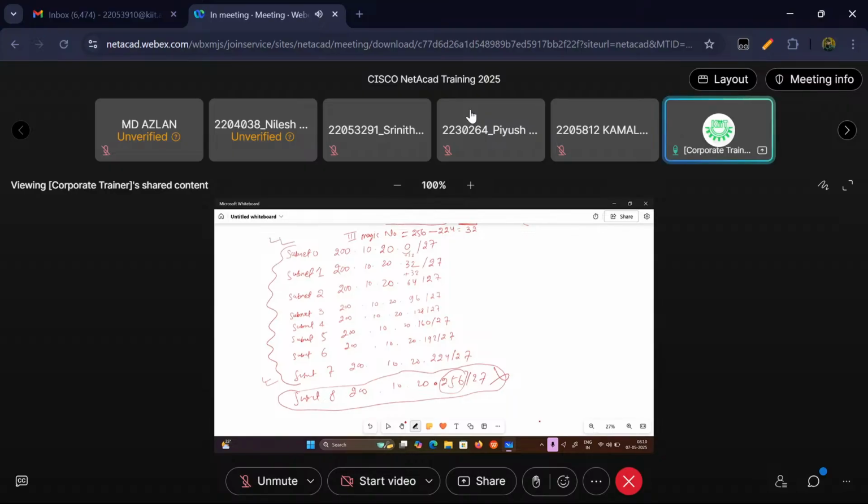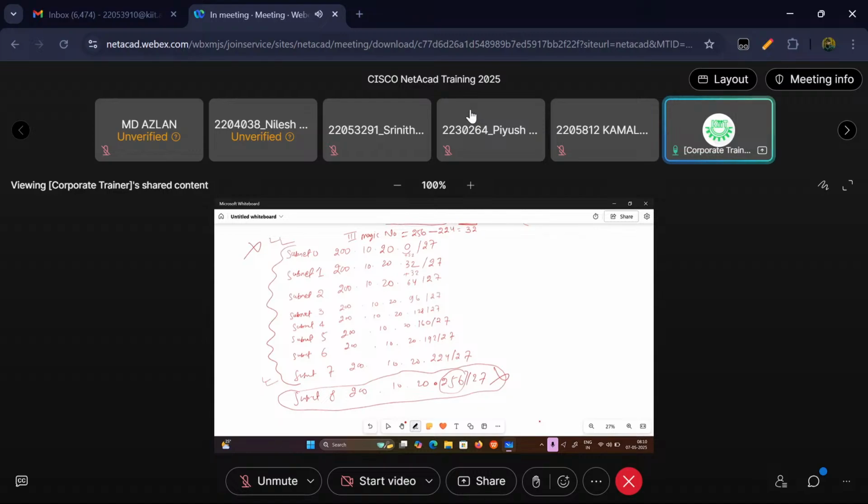So forget about subnet 0 also. So you have only subnet 1 to subnet 7. So in total it will become 7 subnetted networks. Out of it 5 are required. So out of these 7 networks, we can use any 5 networks as per our requirement.